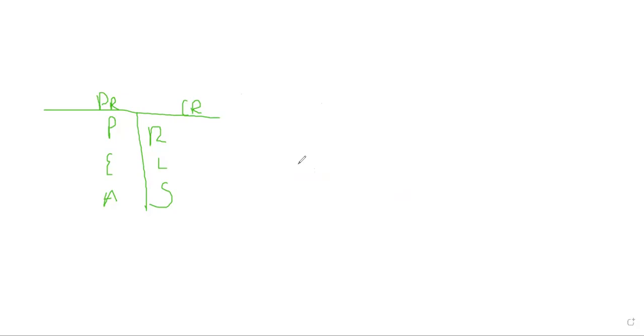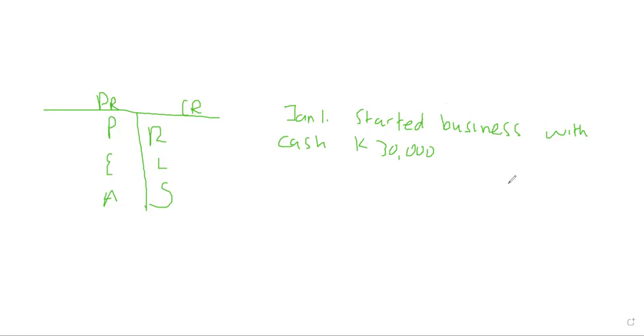For example, we could have a transaction where they say started business with cash 30,000 kwacha. So the first thing that you're supposed to do is to identify what the two accounts are. This is a three-stage work. The first thing is to identify the two accounts. Number two is to identify which account is a giver and which account is a receiver. Number three is to identify which account will be debited and which account will be credited.